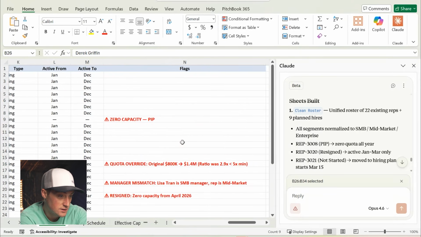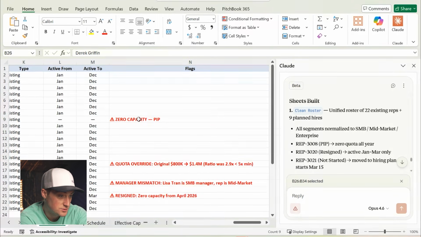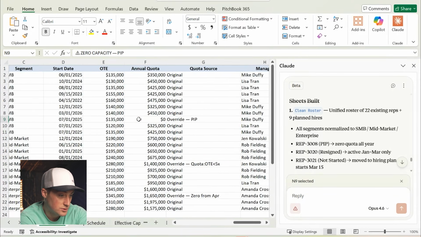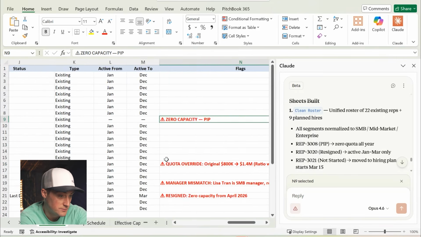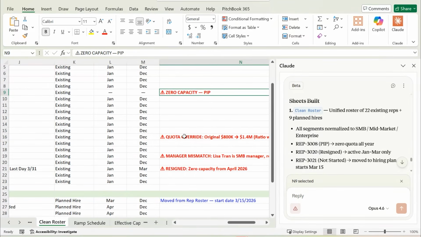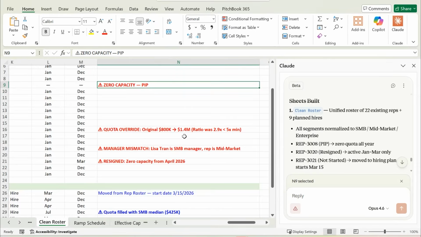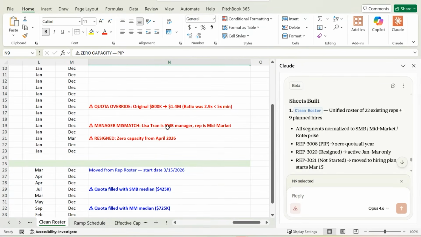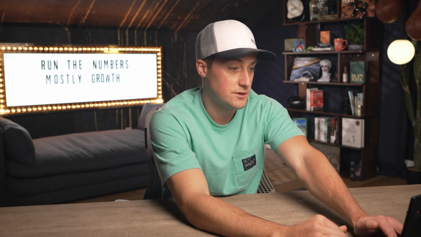It has the flags of what we did. So this person, remember they're on a PIP, so we wanted to do 0 capacity. We overrode it. This person down here, we had to fix their quota because they were too expensive. This one on a manager mismatch, and this one resigns, so 0 capacity. Nice. This is a very clean roster of people here. I feel confident working with these.